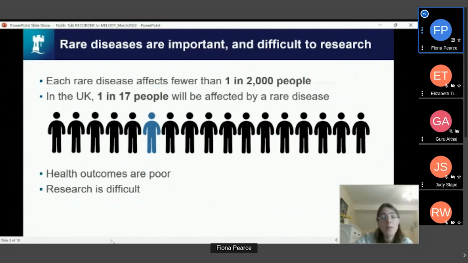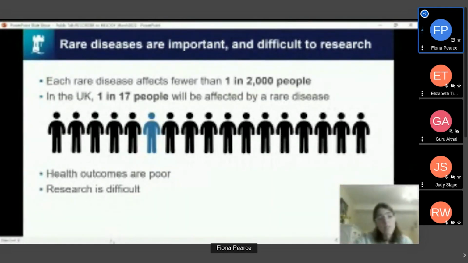1 in 17 people in the UK will be affected by a rare disease in their lifetime. That's 3.5 million people in the UK currently affected with a rare disease. And the problems are huge. Health outcomes are poor, much worse than people with an equally severe common disease, because of all the difficulties of doctors not knowing what it is, people not knowing what it is, not knowing what the best treatment is. And research is difficult, meaning that often for rare diseases, there is no evidence-based treatment.